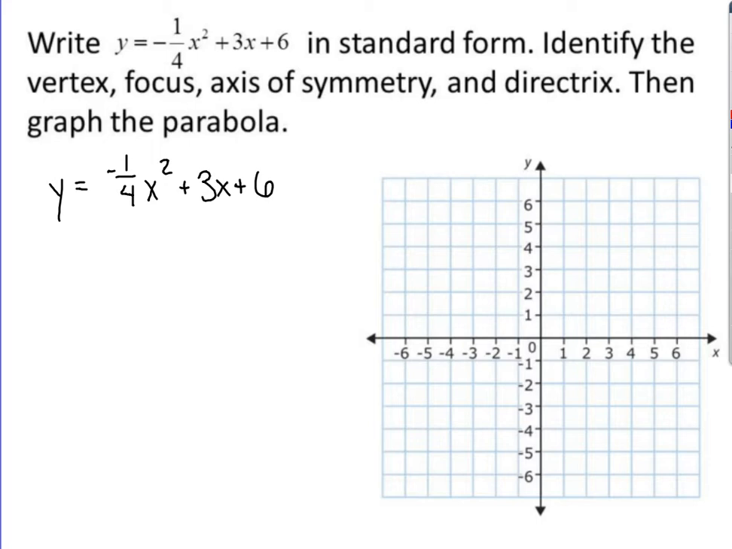the first thing we need to do is get that x squared part by itself. So I'm going to factor out this negative 1/4 from both parts with the x. So negative 1/4 x squared divided by the negative 1/4 will just leave me with x squared. And 3x divided by negative 1/4 will leave me with negative 12x.